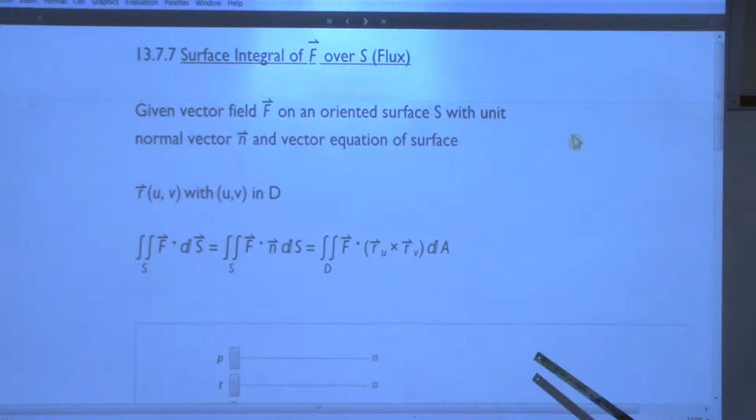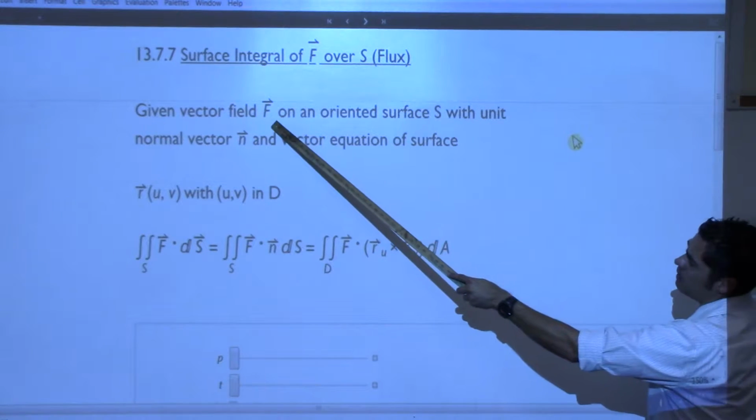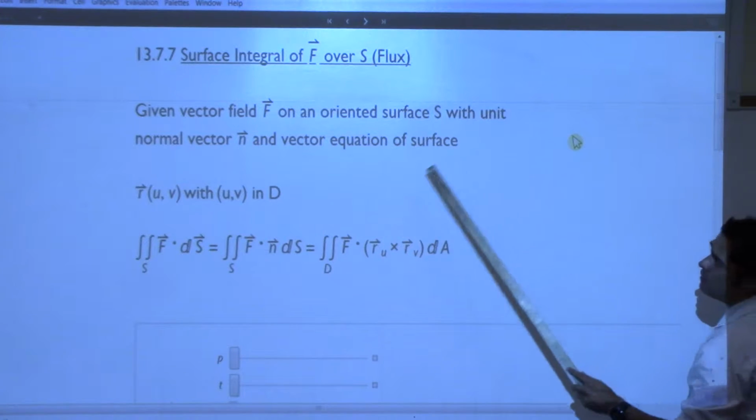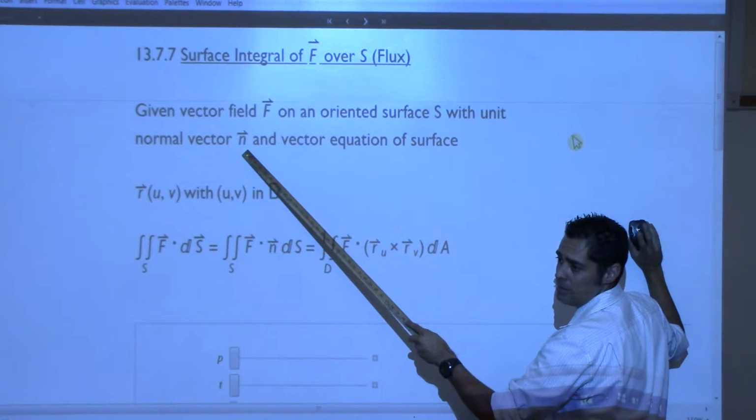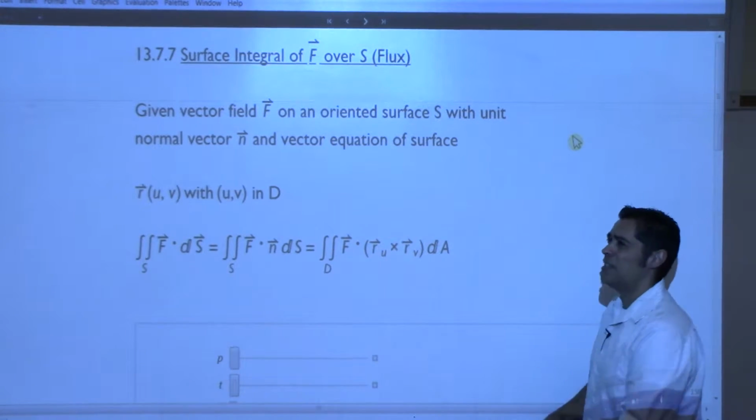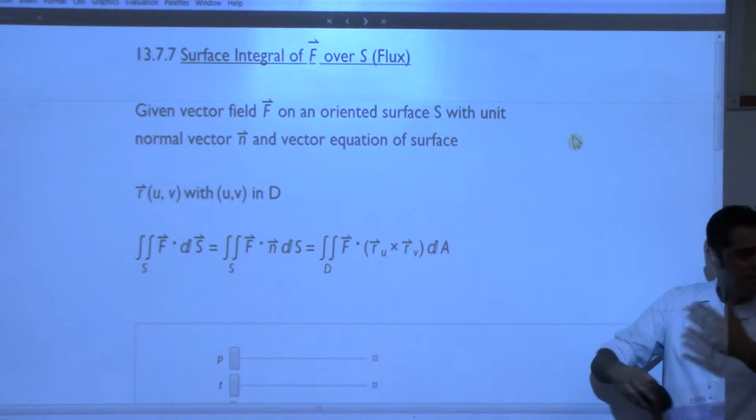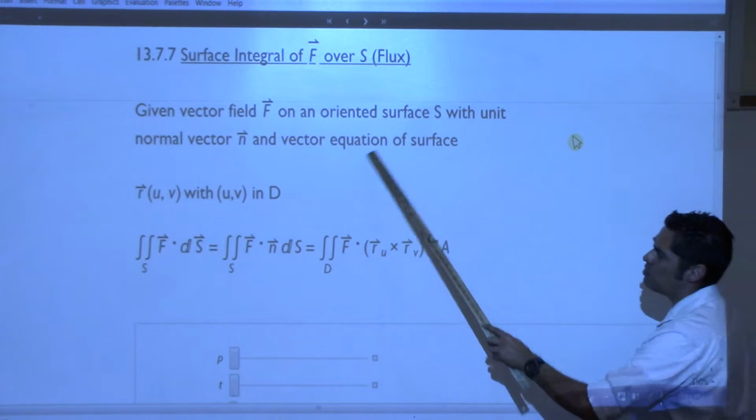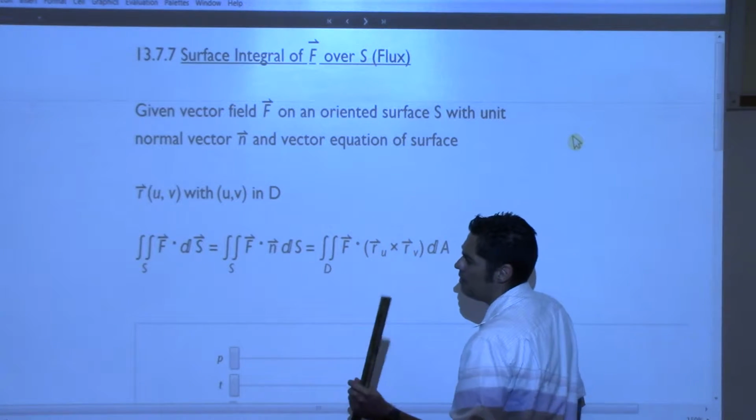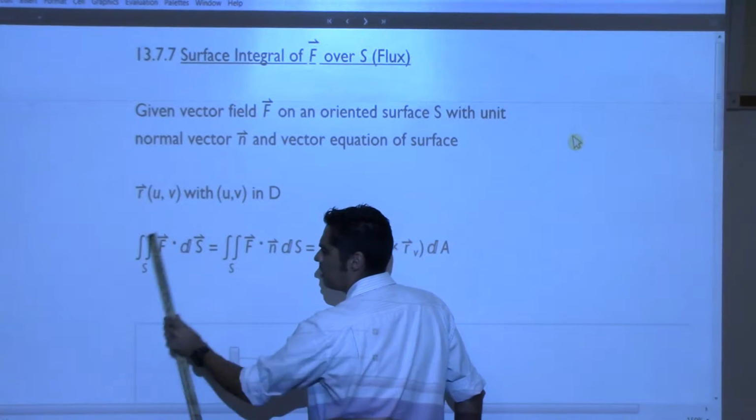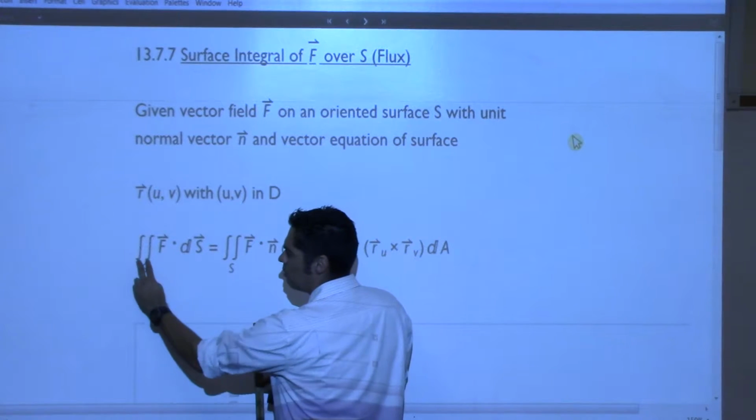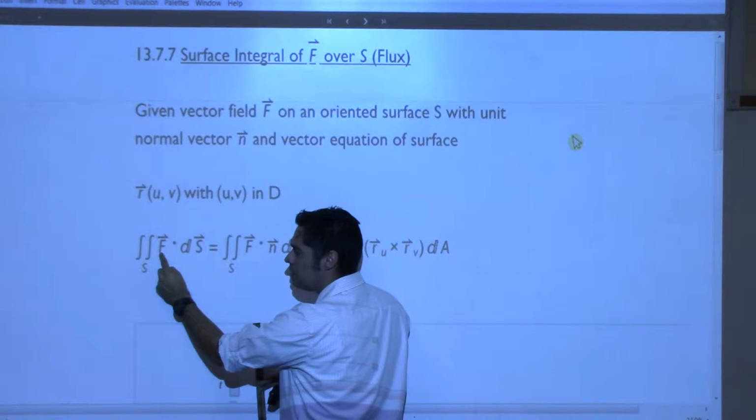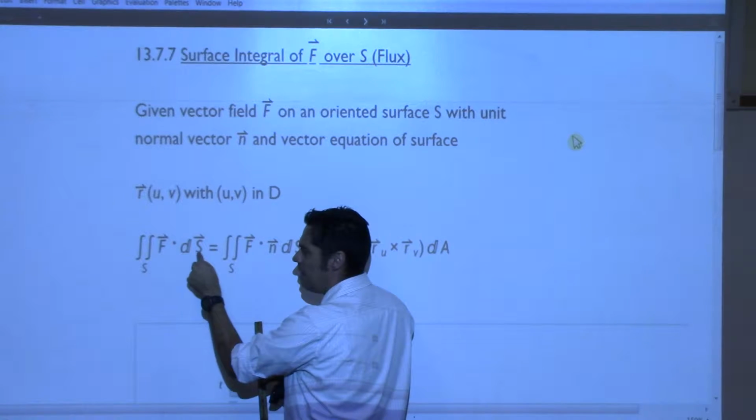We will define, well, if we're given a vector field on an oriented surface S, with unit normal vector n. What's unit normal vector n? That was that cross product of the partials divided by its own length, and the vector equation of the surface, if we know it, then this integral, notice the formula here, is a double integral over the surface S of the vector field dotted with dS.